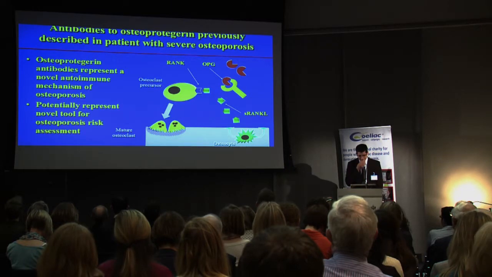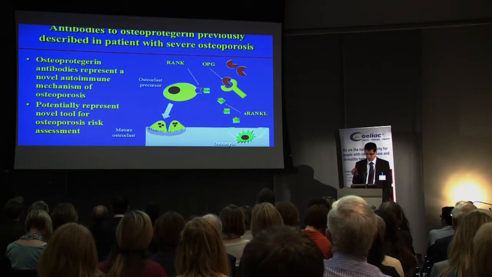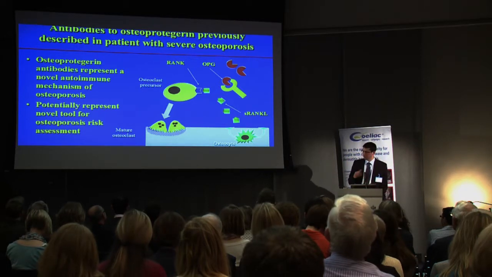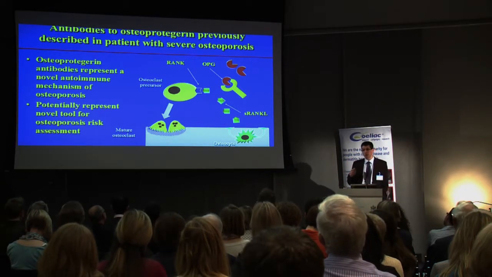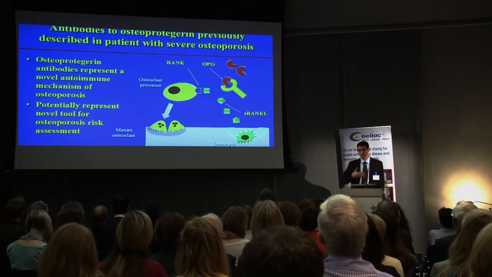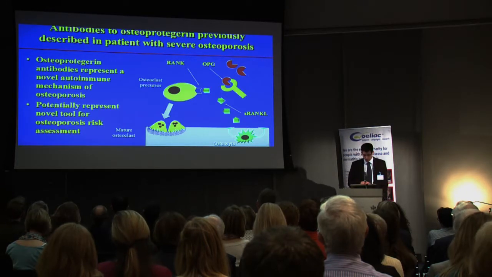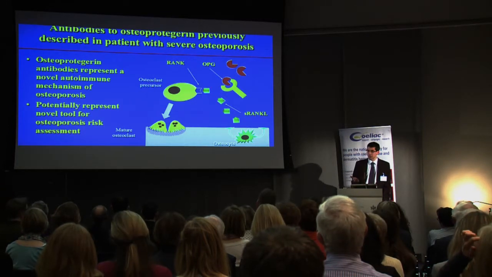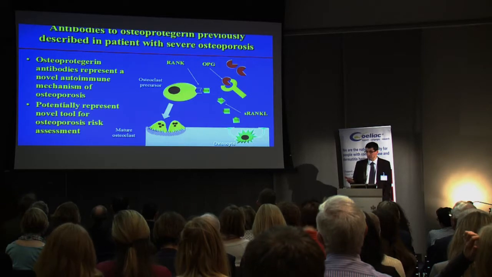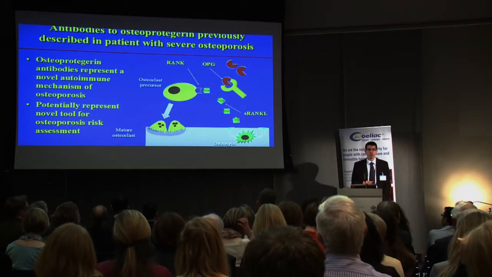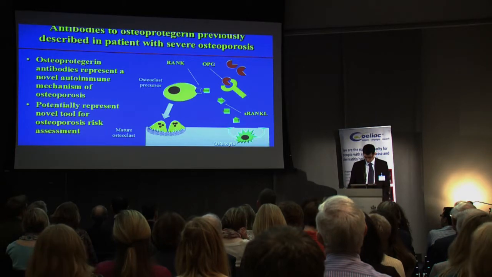Bear with me. We've described a novel syndrome where the patient developed an antibody against osteoprotegerin and took out this off switch, leaving the patient with a permanently switched on syndrome of bone turnover and bone resorption. And this potentially represents a novel tool for osteoporosis risk assessment, but needs to be validated in clinical cohorts, which is ultimately what we're hoping to do with the support of Coeliac UK.